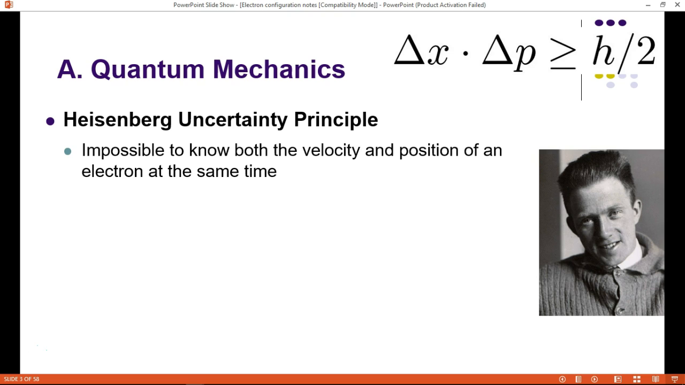Another important person in quantum mechanics is Heisenberg. And so Heisenberg has the Heisenberg uncertainty principle. And he said it's really impossible for us to know both the velocity and the position of the electron at the same time. And that's because as you try to measure it, you're going to change one of those things. You're going to add a little bit of energy as you try to figure out where it's at or how fast it's going.